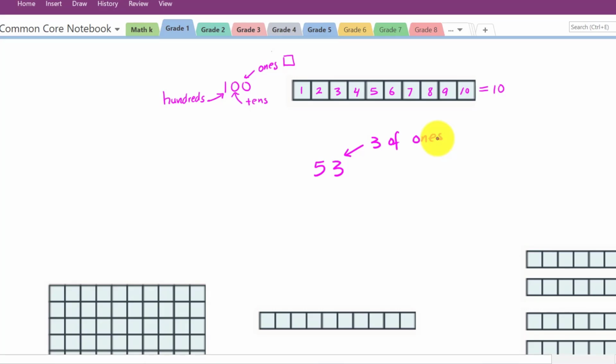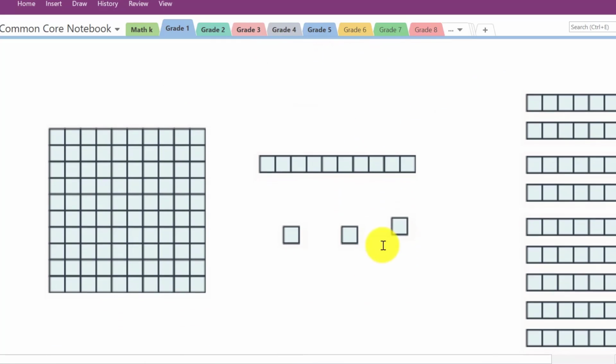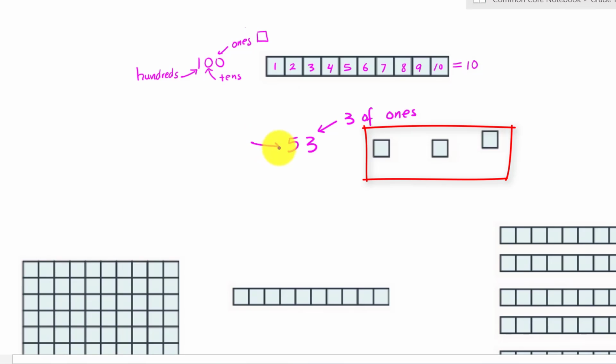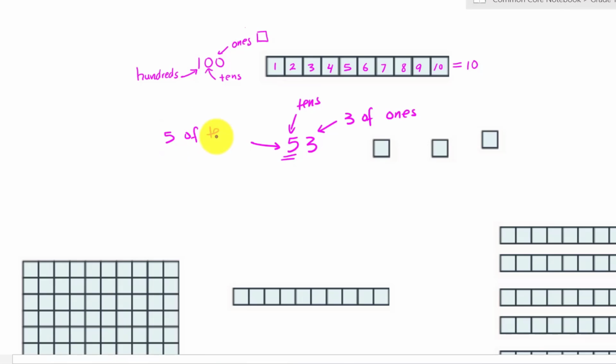Okay? So what would that look like? Well, we would have these 3 ones. Then what does the 5 represent? This 5 right here, remember this is the tens place, okay? And that tells us there are 5 tens. So if there are 5 tens, how many of these do we need? Of course there are 5 of them.